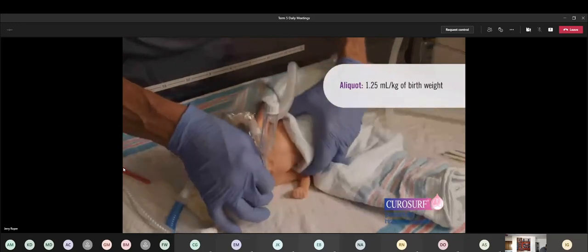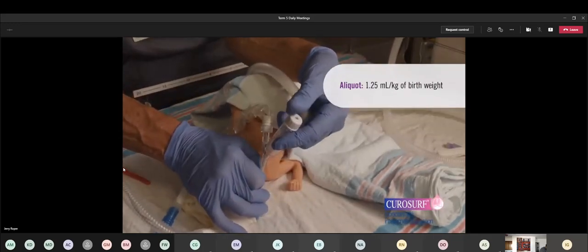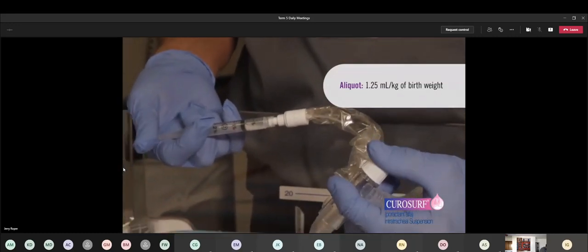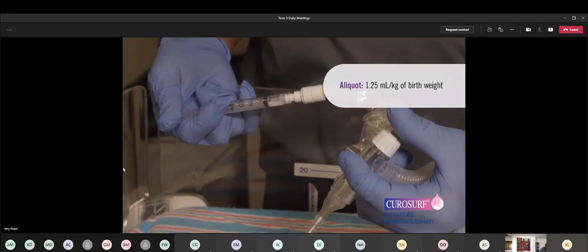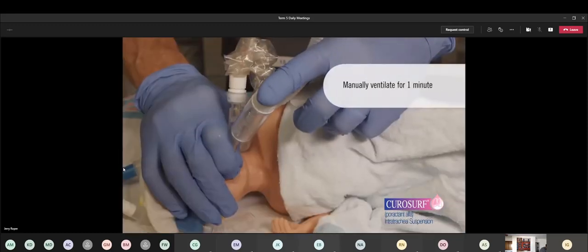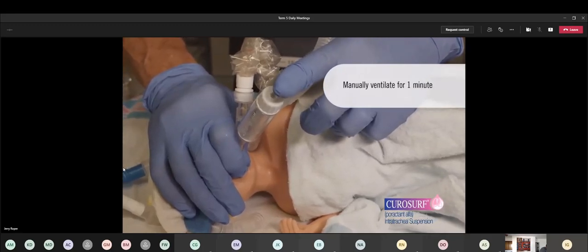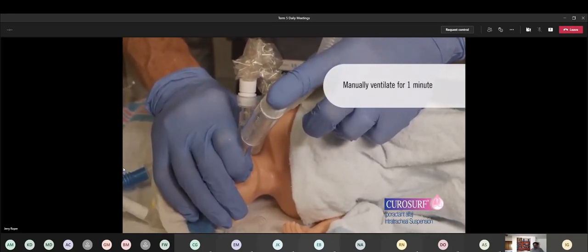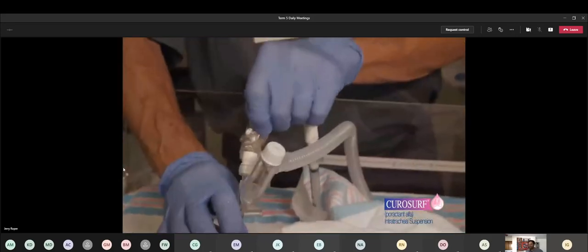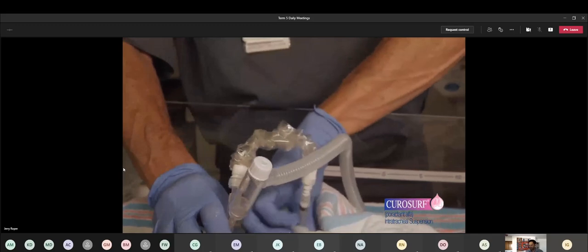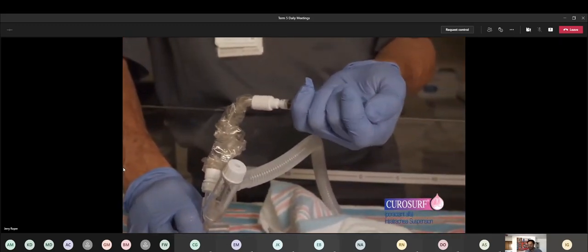The infant should be positioned so that the right or left side is dependent for the first aliquot. Instill the first aliquot of CuroSurf, 1.25 milliliters per kilogram of birth weight. After the first aliquot is instilled, remove the catheter from the endotracheal tube and manually ventilate the infant for 1 minute. When the infant is stable, reposition the infant such that the other side is dependent and administer the remaining aliquot using the same procedure.